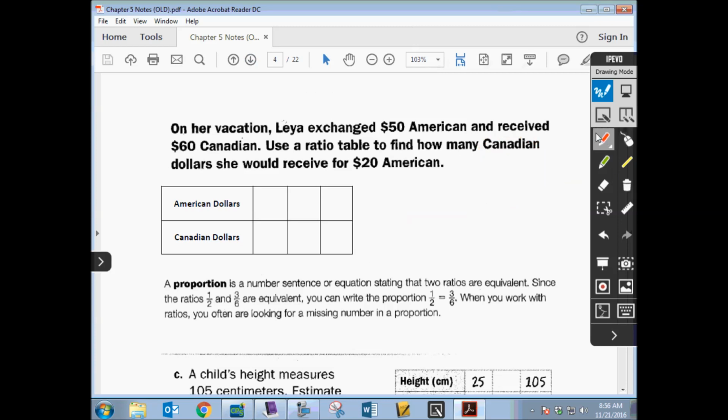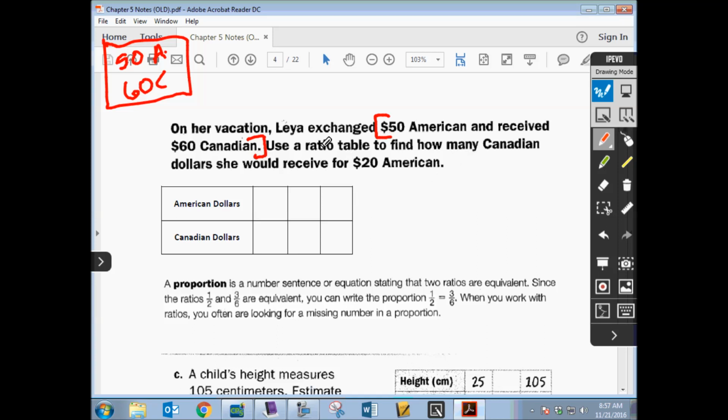Okay, here's one that I'm going to get you started on, and then you're going to do it. So everybody watch here. On her vacation, Leah exchanged 50 American dollars and received 60 Canadian dollars. Is that our fake ratio? Yes. Should we all do edge pieces then? Let's all do that. That means $50 American for $60 Canadian, because their money system's different than our money system, right?